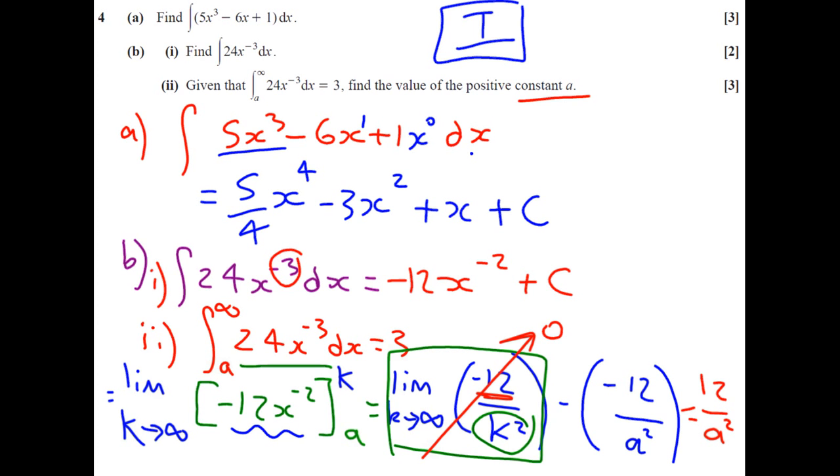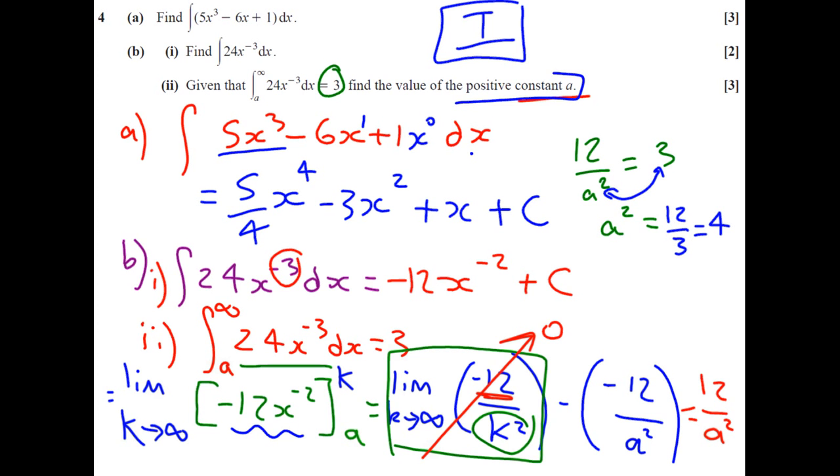Now we were told that this whole thing equals 3, so 12 over a squared equals 3, aka a squared, just times it by a squared divided by 3. 12 over 3 equals 4. Okay, a is a positive constant, so you don't need to worry about plus or minus, you just square root. a is 2. Okay.